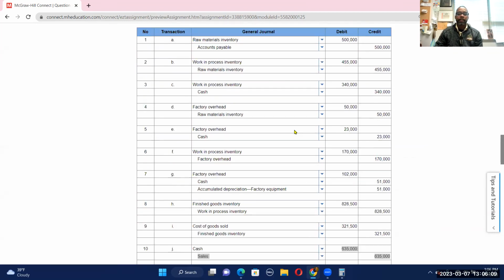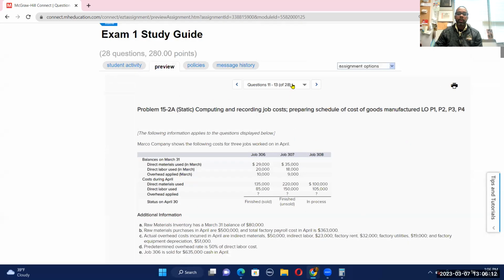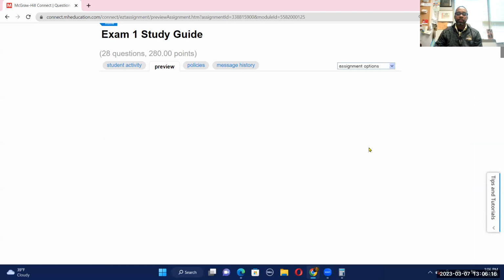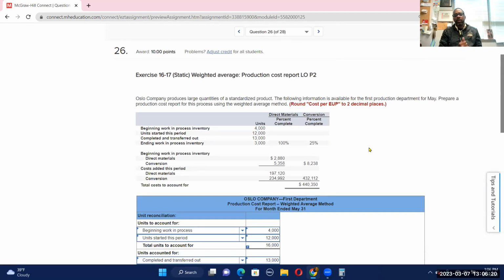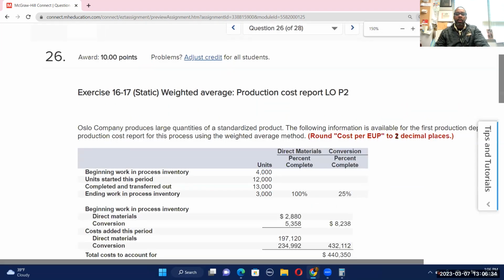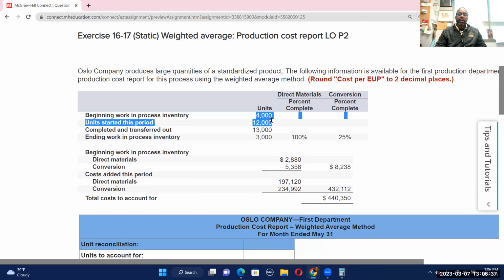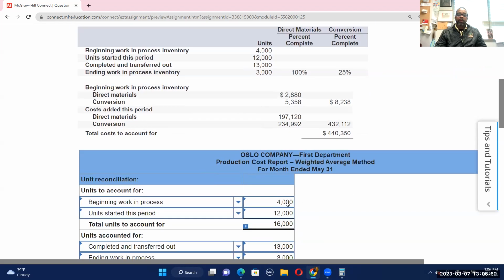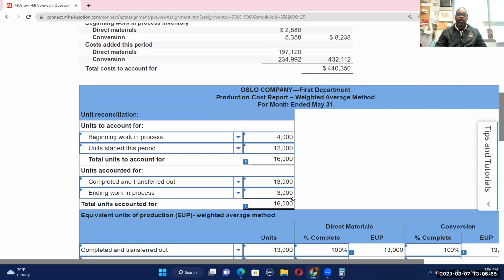The last question I'll be doing is 26. Oh, EUPs. EUPs, it just looks big, but they're very, very easy. So the first thing we're going to do is check our units. So we're going to add these two: 4,000 plus 12,000, beginning plus units started in the period. And we're going to compare that to completed and transferred out and ending, which is 16,000. So that's the first thing. 4 plus 12 is 16,000. 13 plus 3 is 16,000.